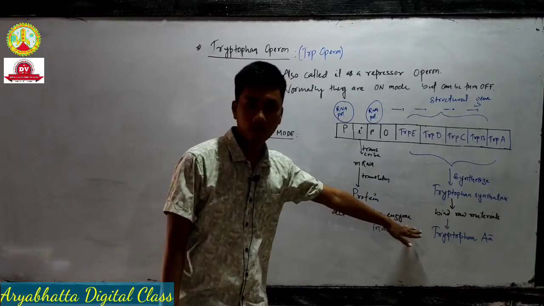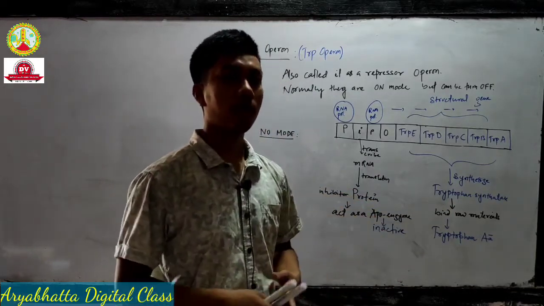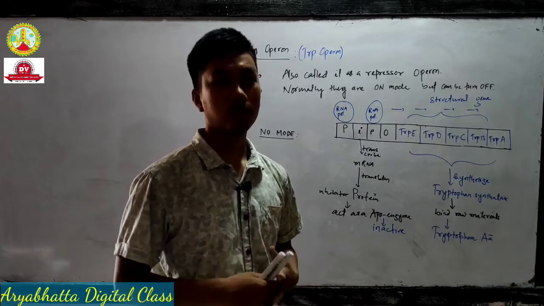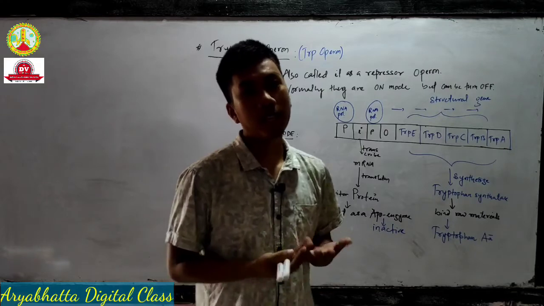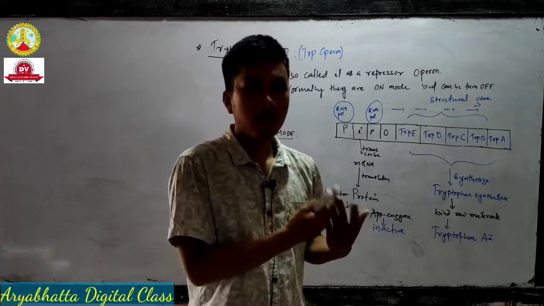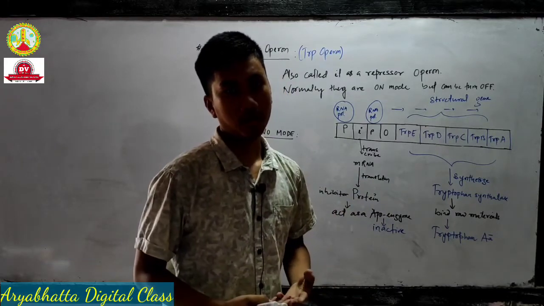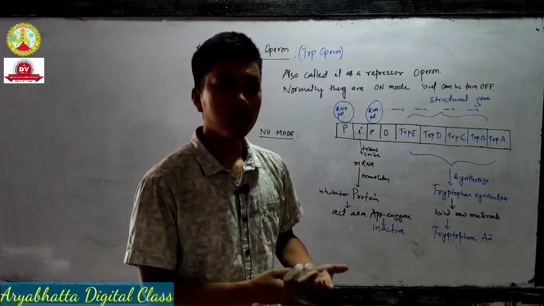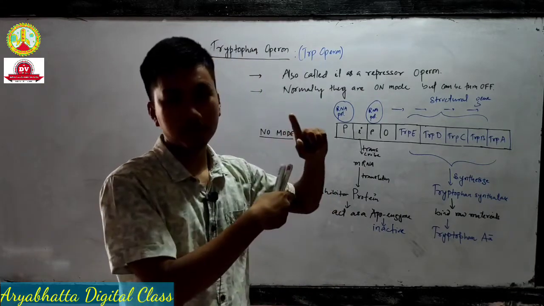So in the tryptophan operon they will acquire only those amino acids which are required for their normal growth or which they can digest. Just like in human body, we only ingest that much of food that we can digest. So they will try to reduce the synthesis of amino acid. How will they reduce? We are going to see next. Then they will be turned off.